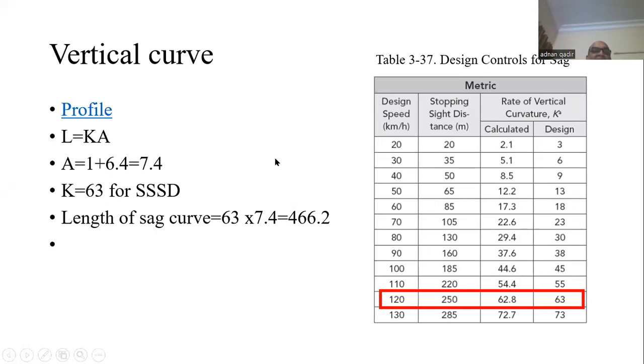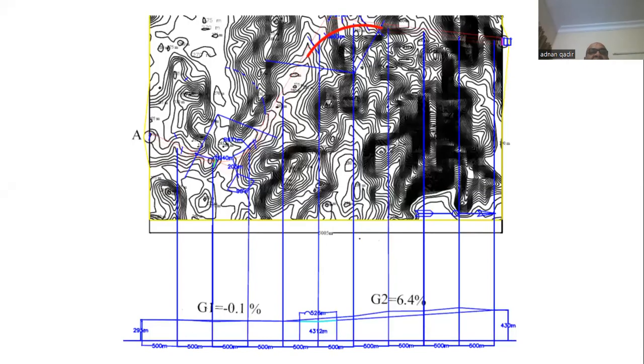And obviously, we know in this part, we will discuss the vertical alignment and the cross sections. So we start with the vertical alignment. Vertical alignment means the setting of the vertical curve. For setting a vertical curve, we have to draw a profile. This is how we do it.